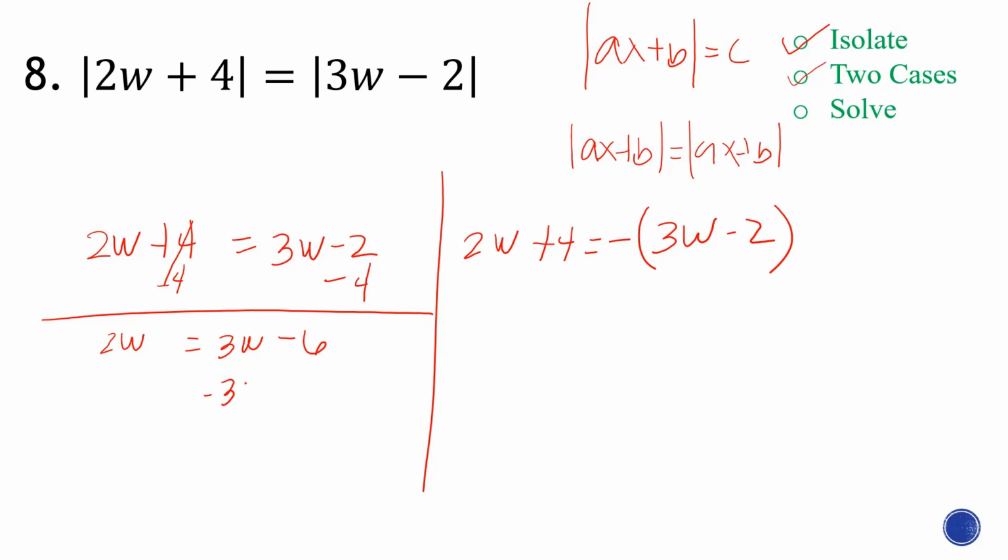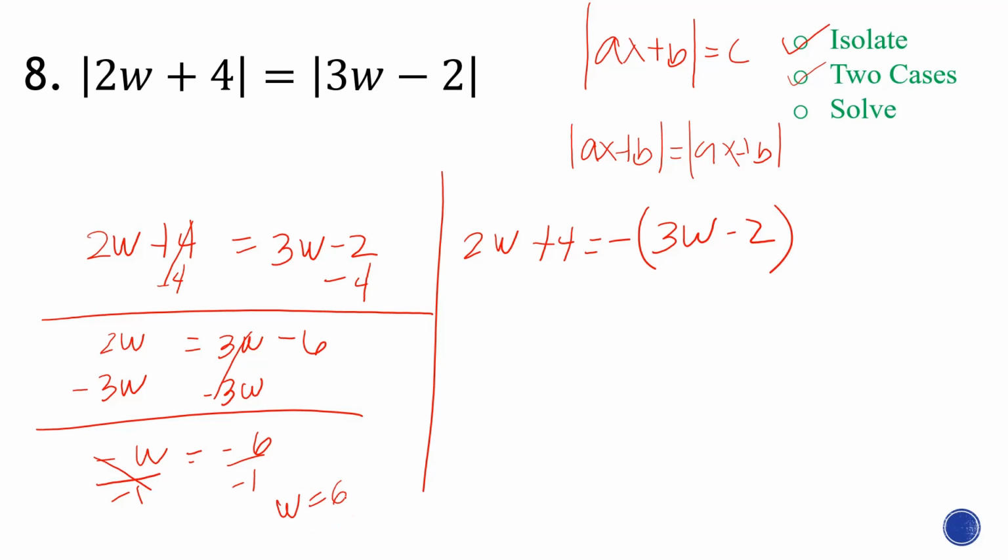Next is subtract 3w on both sides. They have different signs, so you will subtract them. And then finally divide by negative 1 because we want the w to be positive. The answer is positive 6.